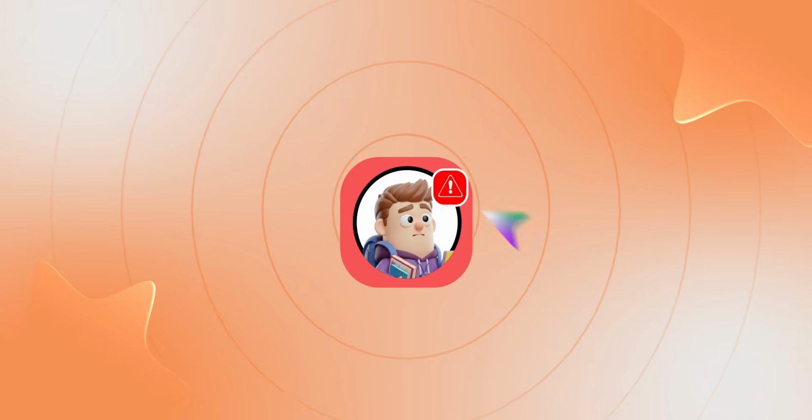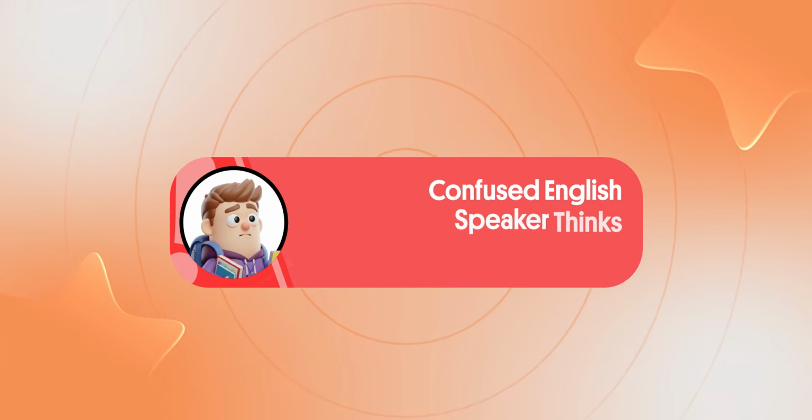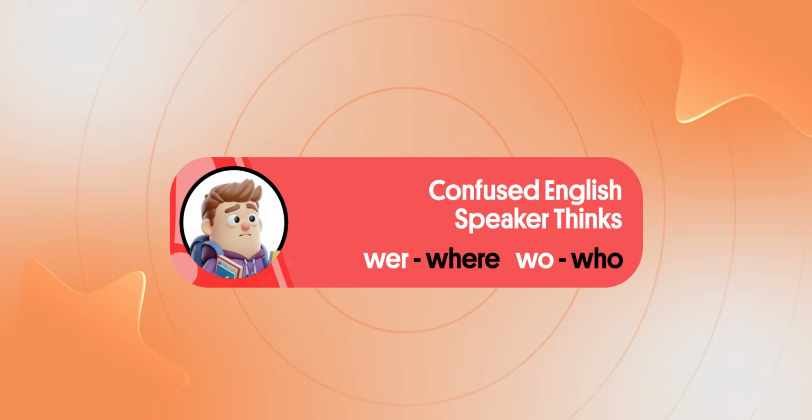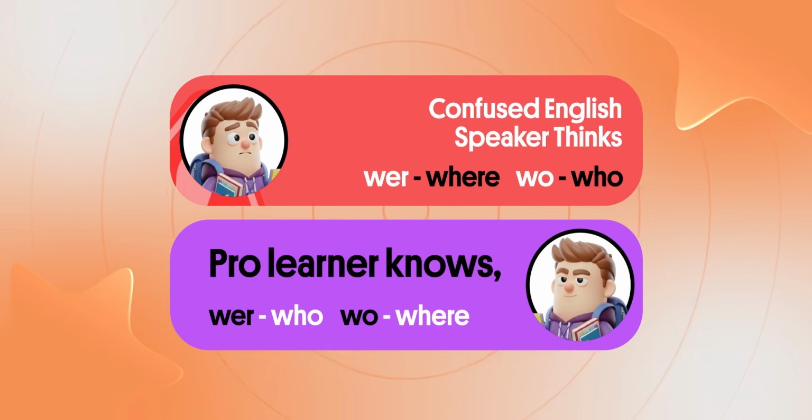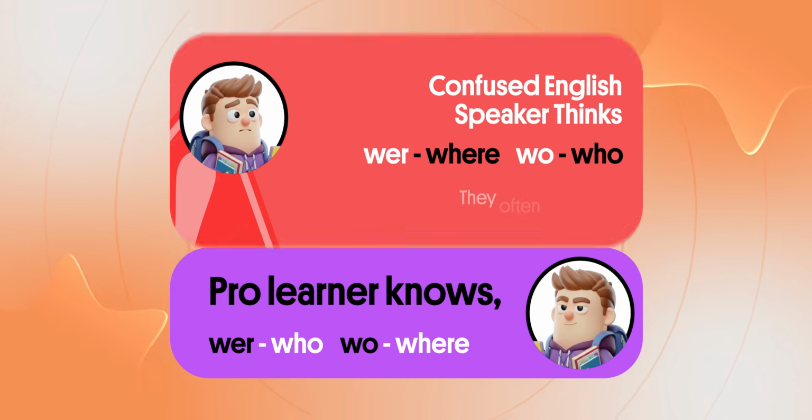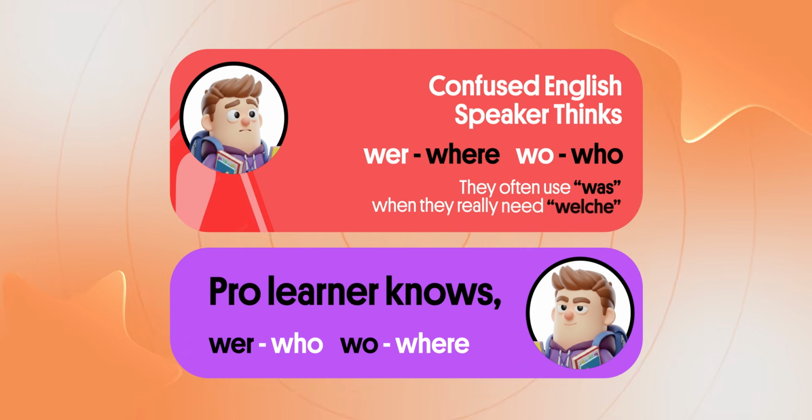Beginner mistake alert. English speakers often confuse wer with wo, as they look like the words where and who, but actually means the opposite of the ones that they look like. Or they will use was when you really need welche. You can't use was in front of a noun. If you would say, what color is this in English, you actually need welche in German, the word for which. Remember, stick with the basics first and don't overcomplicate them.